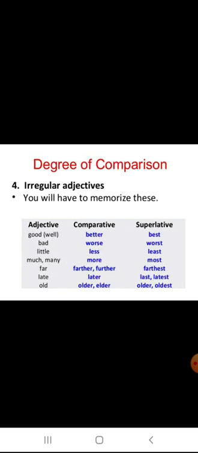Some of the adjectives are irregular, which means the adjective changes completely for the comparative degree and superlative degree. We cannot just add er or est. You see those words. Good, we can use well also: better, best. Bad, worse, worst. Little, less, least. Much, more, most. Far, farther, farthest. Late, later, latest. Old, older, oldest; we can also say elder, eldest. These are irregular adjectives.